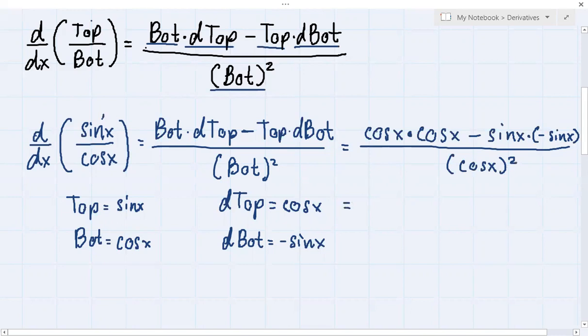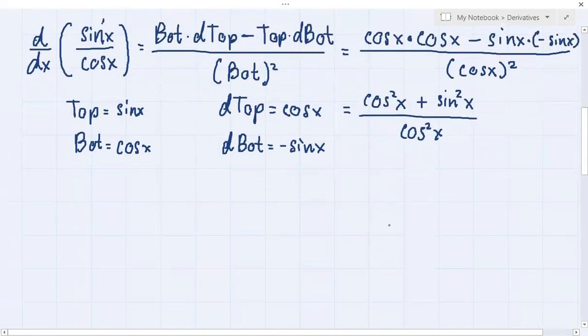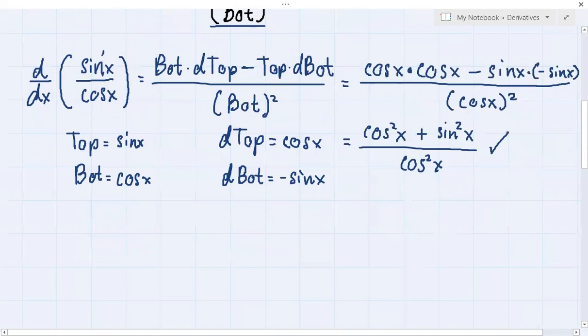Now, let's simplify. Cosine x times cosine x, we will have cosine squared x. So, minus sin x times negative sin x. So, it seems like we are multiplying to negative sin x. So, negative sin x times negative sin x, we will have positive sine squared x all over the square of cosine x or cosine squared of x. That's it. Now, we can still simplify this one. Yes, this could be your final answer. Pwede na to, pero pwede pa natin siyang simplify.